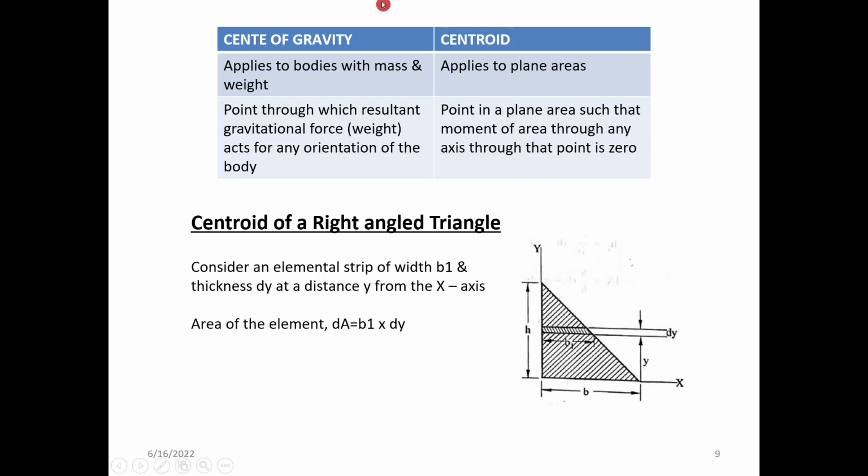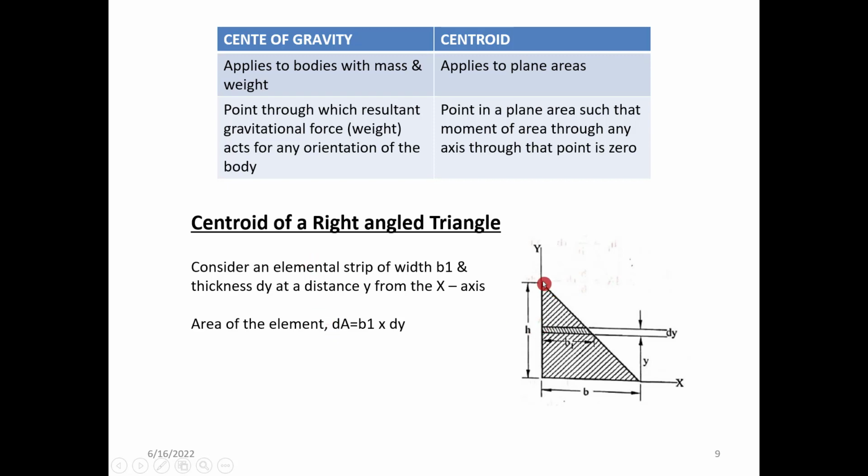Now the small difference between center of gravity and centroid: centroid is for a planar area. Center of gravity applies to bodies with mass and weight, whereas the centroid applies only to plane areas. Center of gravity is a point through which the resultant gravitational force, the weight, acts for any orientation of the body. Centroid is a point in a plane area such that the moment of area about any axis through that point will be equal to 0. You can study this difference between center of gravity and centroid for exam purposes.